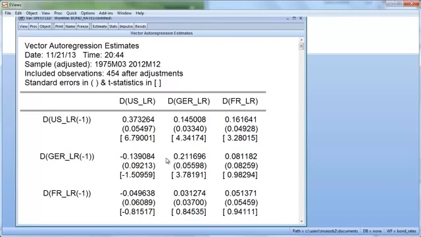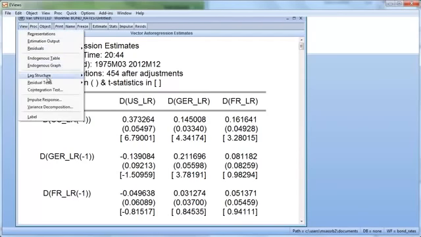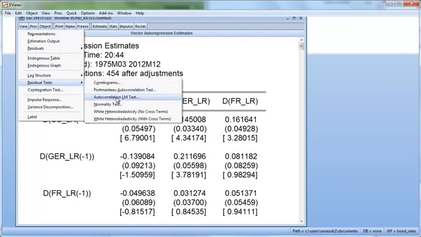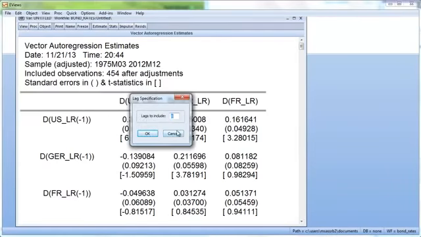If that one lag is sufficient, then we should find that the residuals aren't autocorrelated anymore. So the one lag of the changes in the long rates captures all the dynamics. So we'll go to View, Residual Tests, Autocorrelation LM Test, and let's use lags of 2.